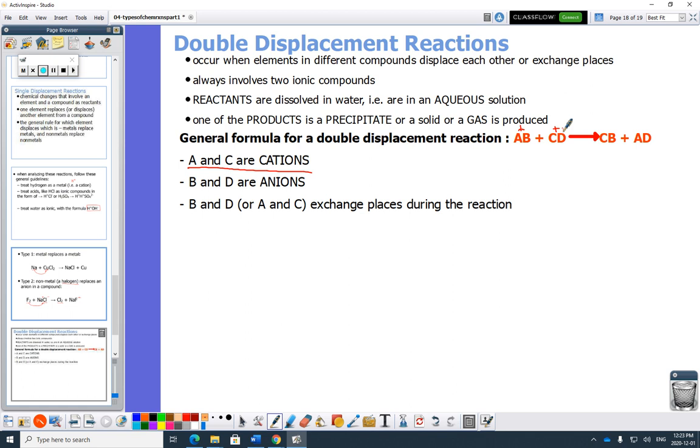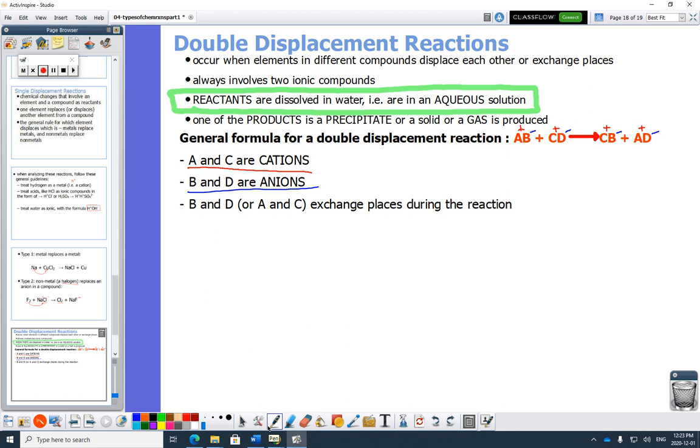And then they have to switch. It doesn't matter which product you write first, like you could have written AD and then CB. That doesn't matter. So then B and D are the anions. So you need to make the plus minus, plus minus. So you always have ionic compounds. However, the ionic compounds must be aqueous. And that makes sense.